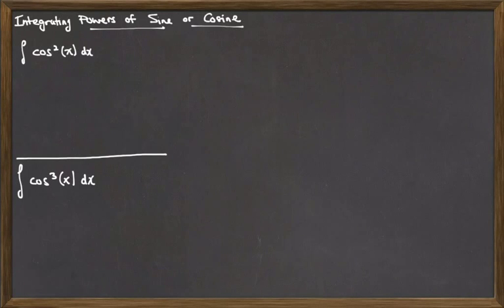In this video, we'll examine how to integrate some powers of sine or cosine. For my two examples, I've chosen the integral of cosine squared of x and the integral of cosine cubed of x. Let's focus on the first one, cosine squared. The first thing I'd like you to notice is that the degree is even. It is cosine squared.